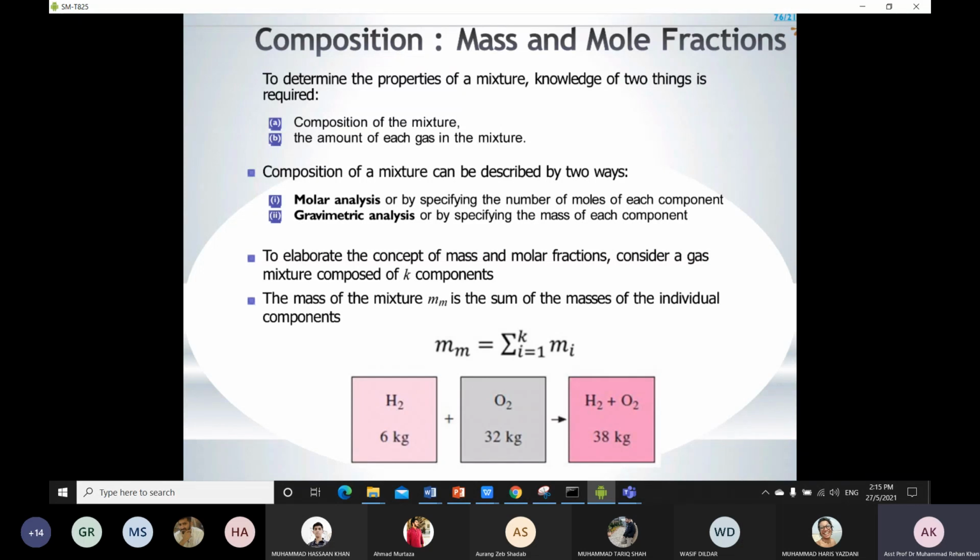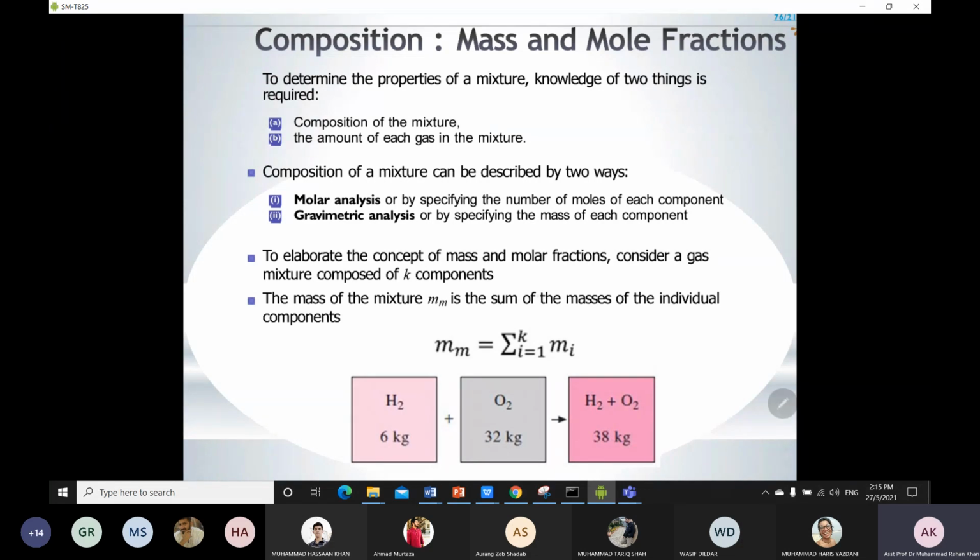Okay, so these are several types of things which we will discuss later on. Now there is gravimetric analysis. Gravimetric analysis is done by specifying the mass of each component. So if it is mentioned in the problem, you have to perform gravimetric analysis. It means we are interested in finding the mass fraction rather than the mole fractions.